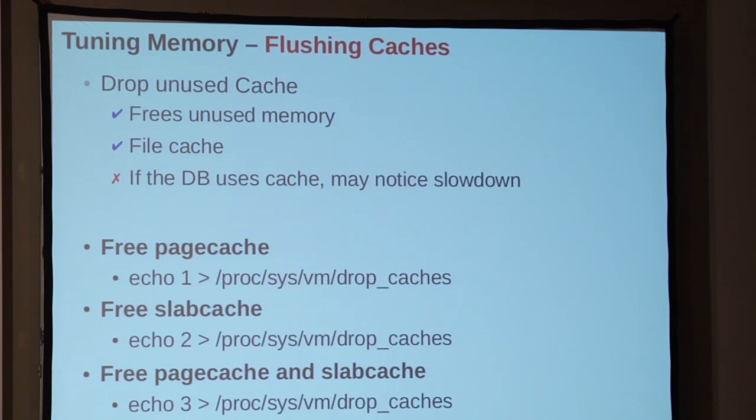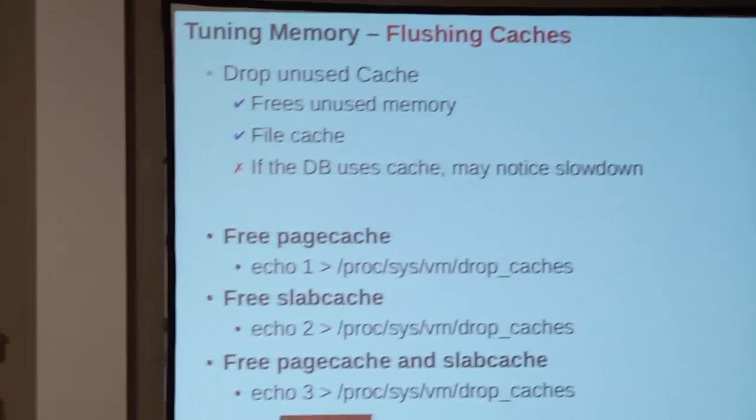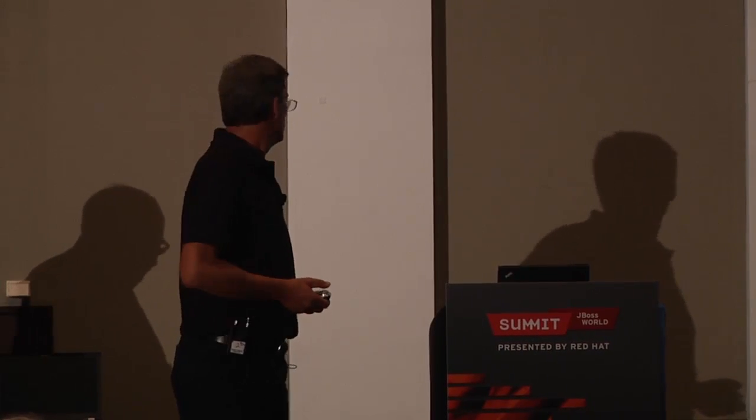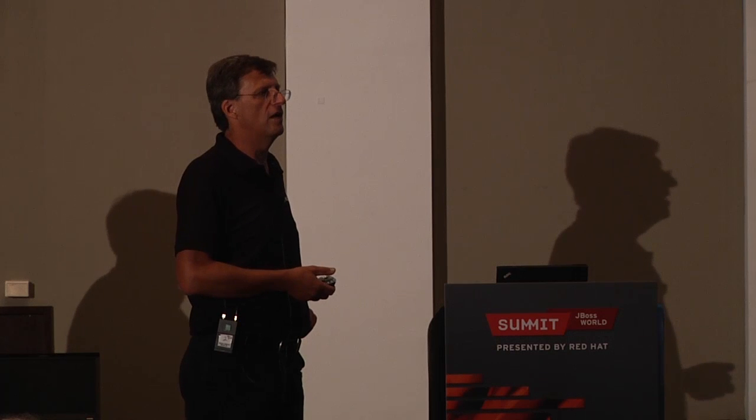Did one of your earlier slides say dirty ratio was 40%? Yes, on RHEL 5, the numbers were 10 and 40, and on RHEL 6, they're 10 and 20. They were lowered because of the addition of the multiple flush daemons in RHEL 6. Yes, that's right.